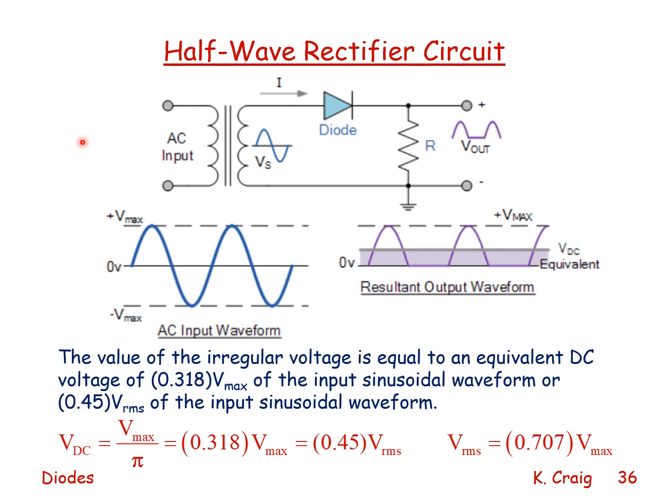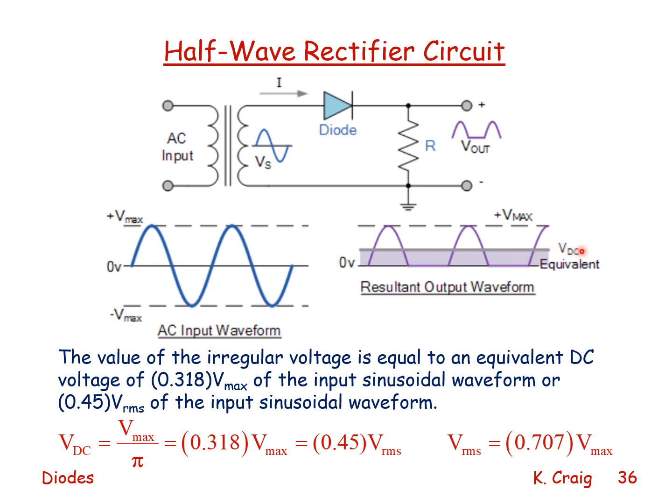Here is a half-wave rectifier circuit. Our voltage supply, diode, load resistance. Here is the AC input waveform. The resultant output waveform is shown here. The diode only conducts during the positive portion of the AC input waveform. The value of the irregular voltage is equal to an equivalent DC voltage of 0.318 Vmax.